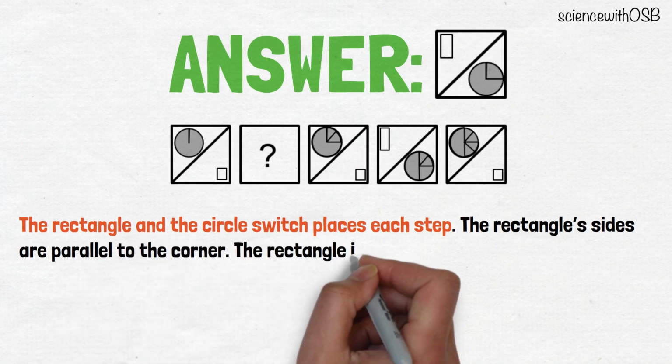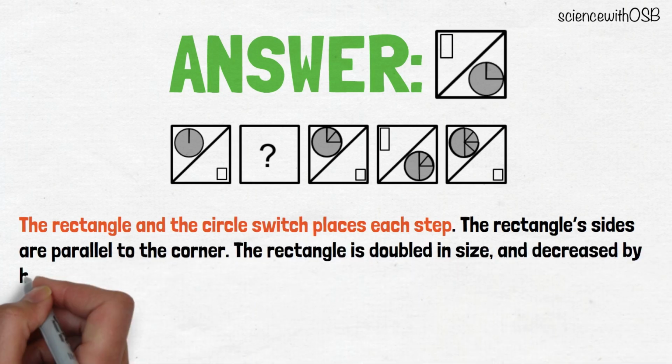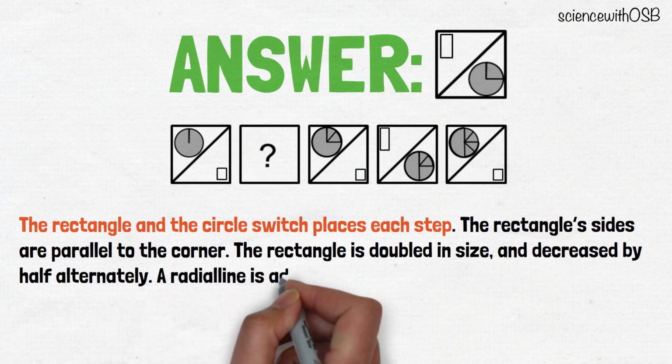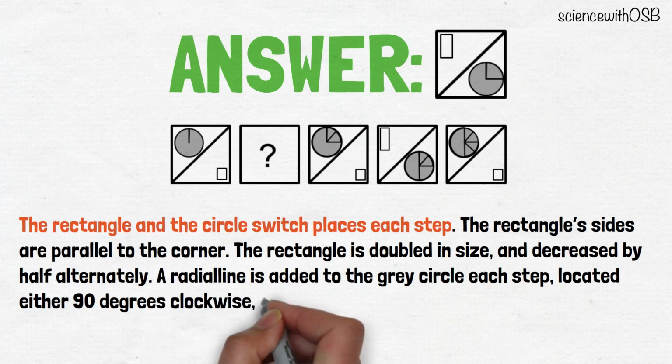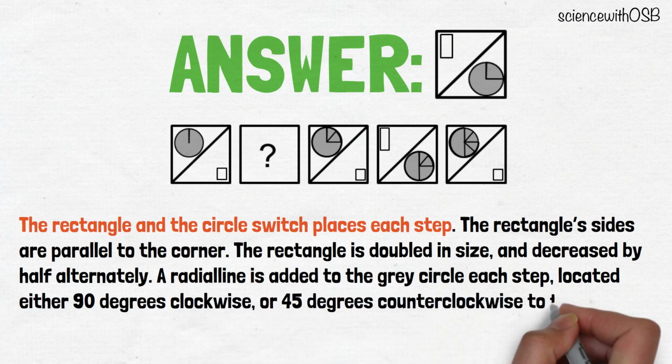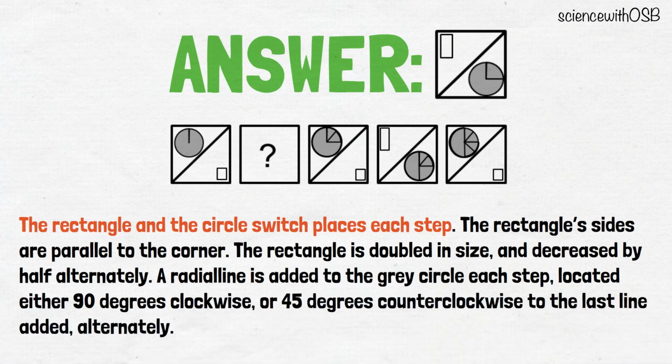The rectangle is doubled in size and decreased by half alternately. A radial line is added to the grey circle in each step, located either 90 degrees clockwise or 45 degrees counterclockwise to the last line added alternately.